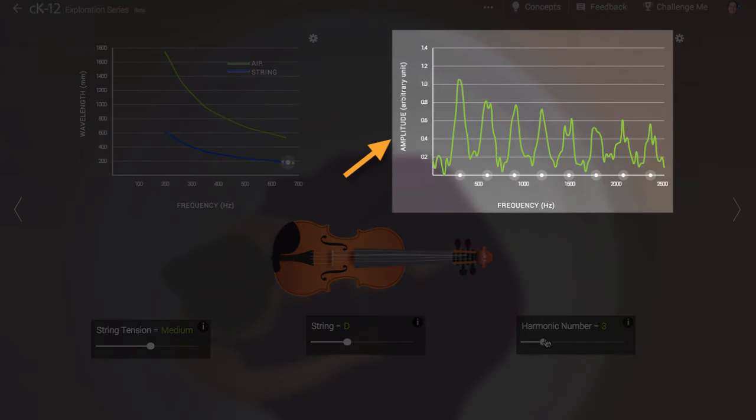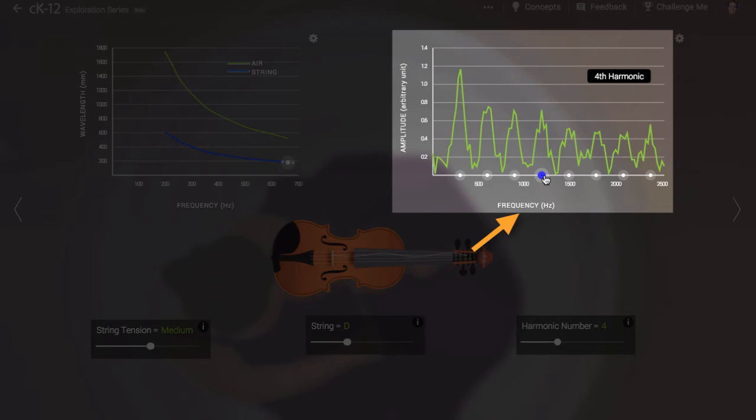The vertical axis of this graph is amplitude. The higher the up-down motion of the string, the more air is moved at that frequency, and the louder the sound we hear. The horizontal axis is the frequency of the note produced, the tone of that note, from low notes on the left to high notes on the right.